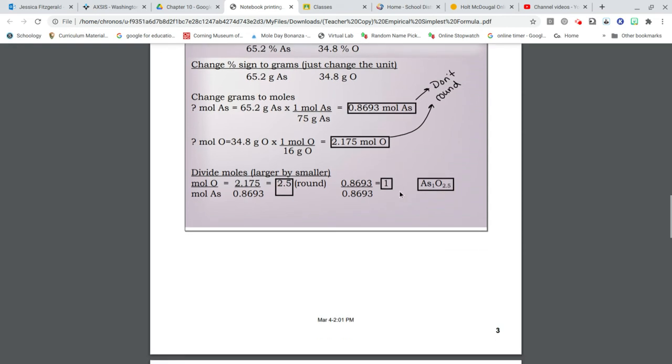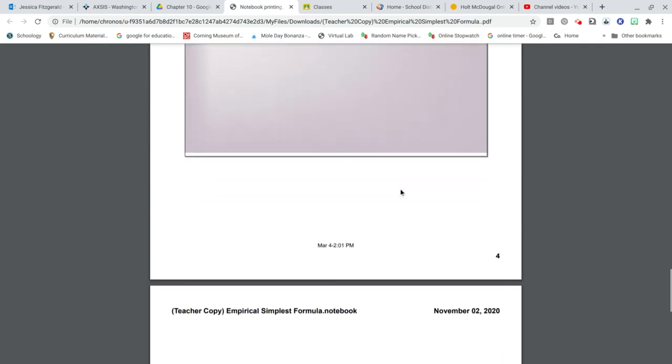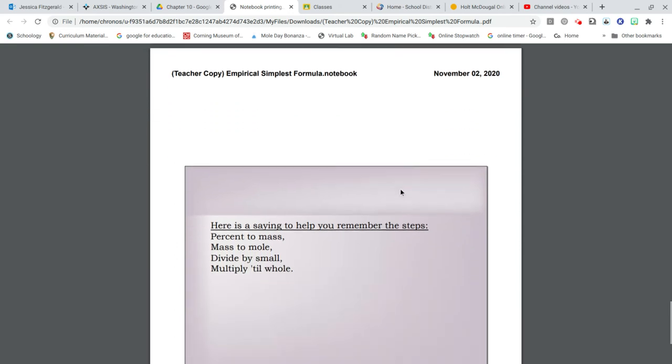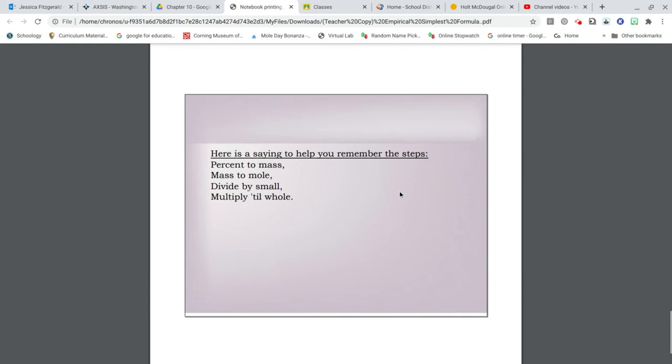Well, let's take a look at the last slide of notes here. And if you need to, go on and pause this video as you fill in your notes for this particular example. So this is our little saying to help you with your steps with percent composition, or finding your empirical formula if you're given percent composition. So you do percent to mass, mass to mole, divide by small, multiply to whole. So it's kind of like a poem or a song.